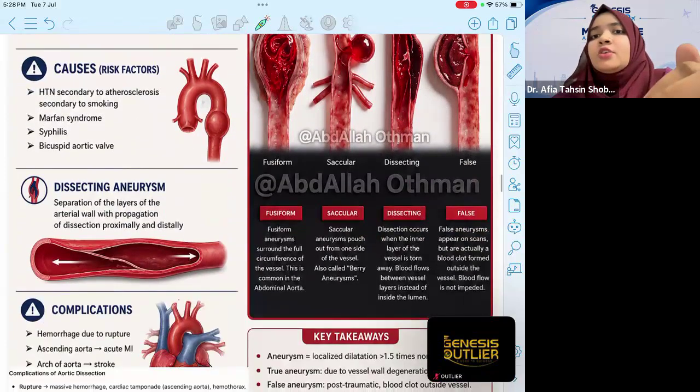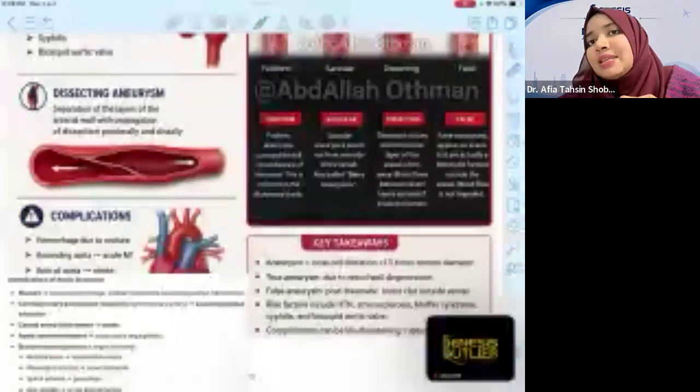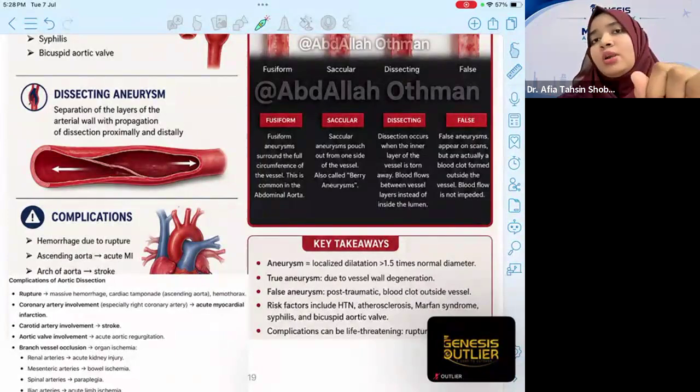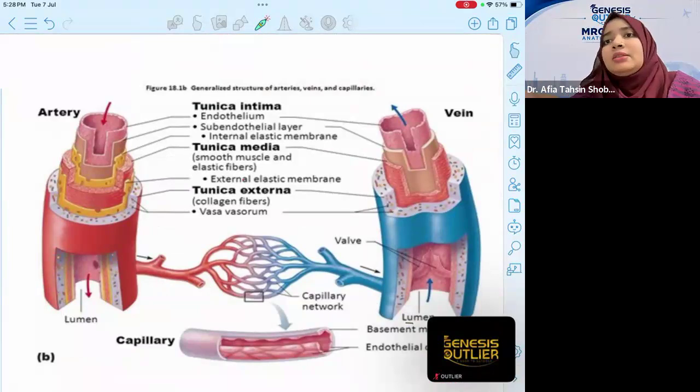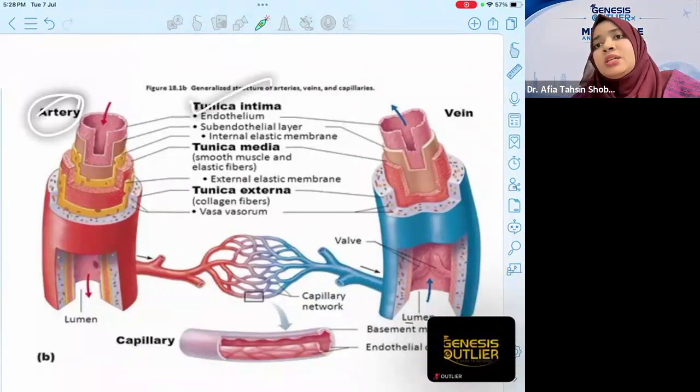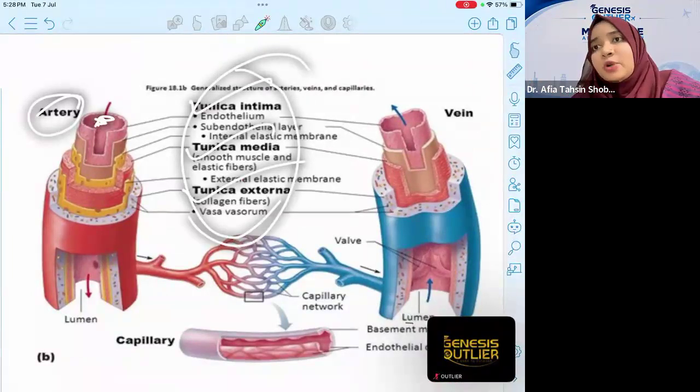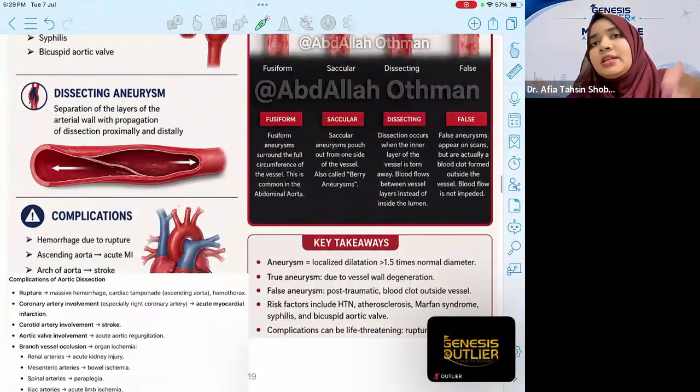So, dissecting aneurysm definition: it is separation of the layers of the arterial wall with propagation of dissection proximally and distally. So the keyword is separation of the layers of the artery, and it will propagate proximally and distally. Do you remember the layers of an artery? Mainly three layers: tunica intima, tunica media, tunica externa, and this is the lumen. So in dissection, this layer will be separated, and then the dissecting aneurysm will propagate proximally and distally.